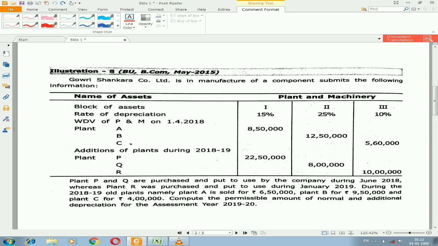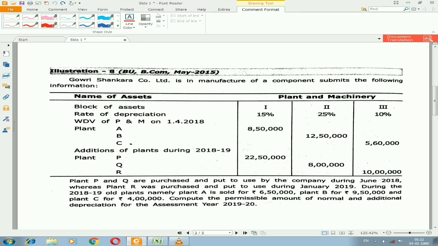Here you can see the illustration. Let me read it first. Gauri Shankara Company Limited is in manufacture of a component and submits the following information. We have name of assets, that is plant and machinery. We have block of assets, that is block of asset 1, block of asset 2 and block of asset 3.